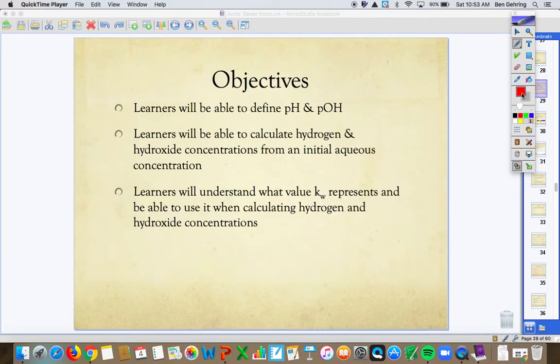So your objectives: you'll be able to define pH and pOH, what those mean. We'll be able to calculate hydrogen and hydroxide concentrations from an initial aqueous concentration, and we'll understand what this Kw represents and be able to use it when calculating hydrogen and hydroxide concentrations. So let's get started.